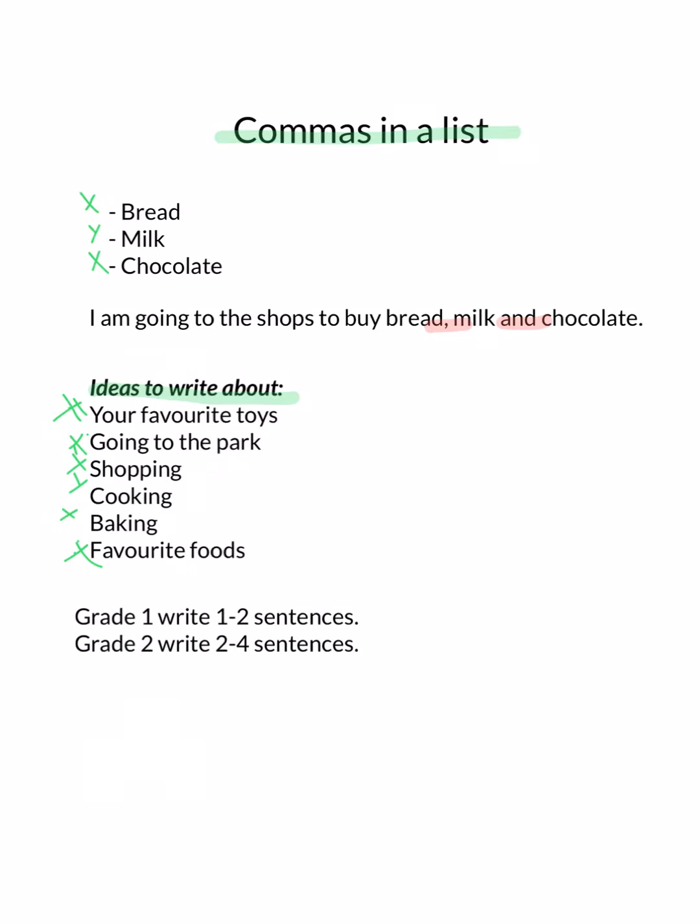If you are in grade 1, you can write 1 to 2 sentences with different examples of using a comma or commas in a list. And grade 2, you can write 2 to 4 sentences.